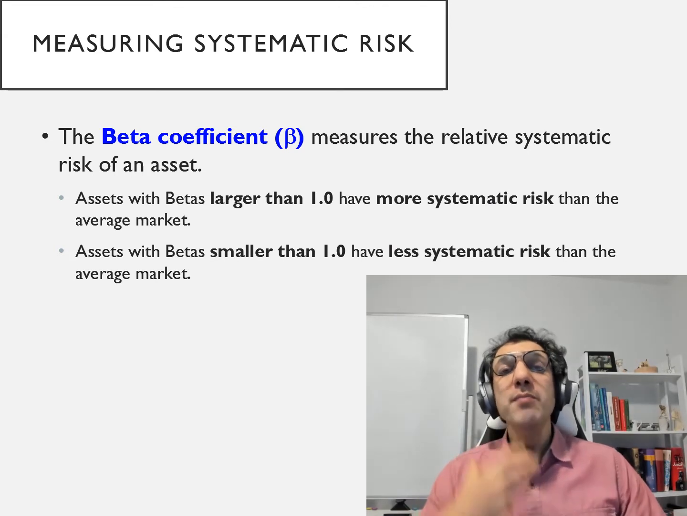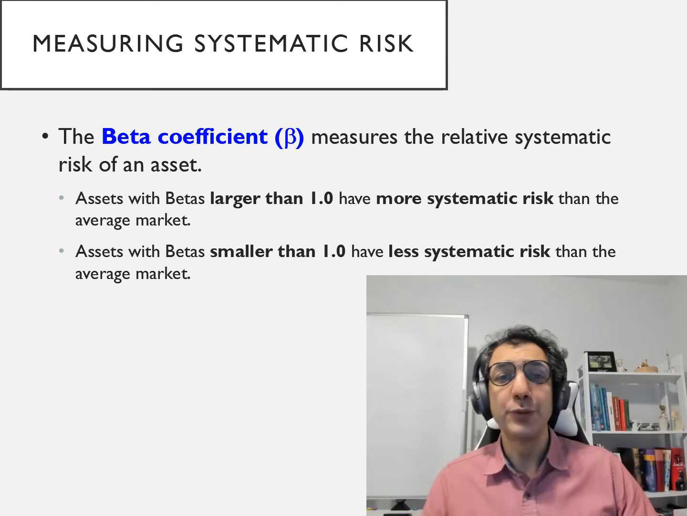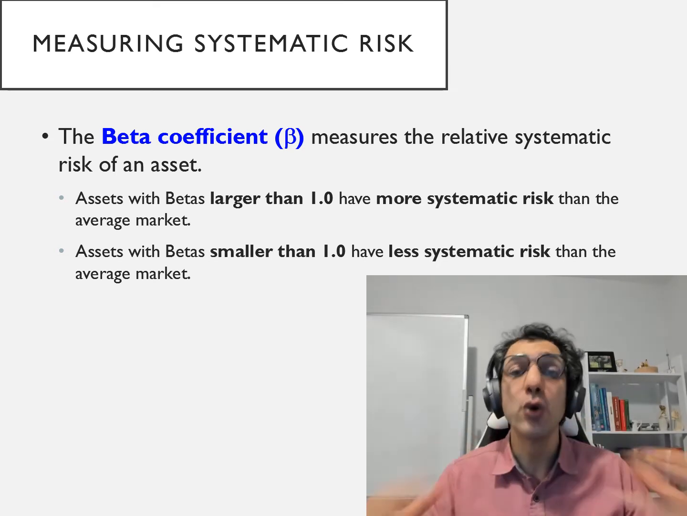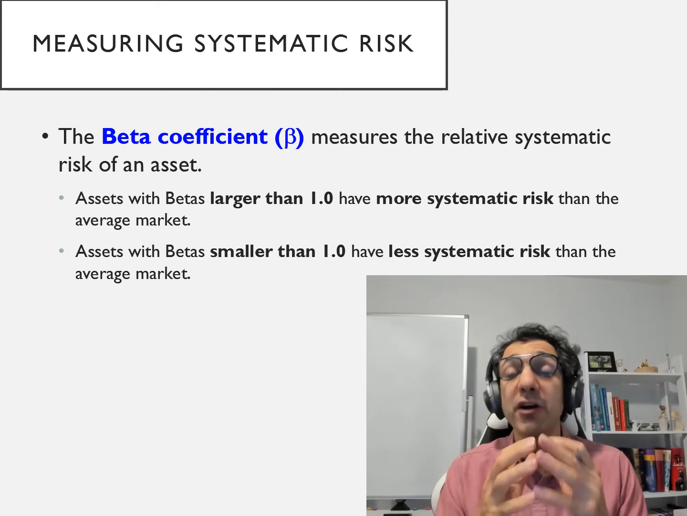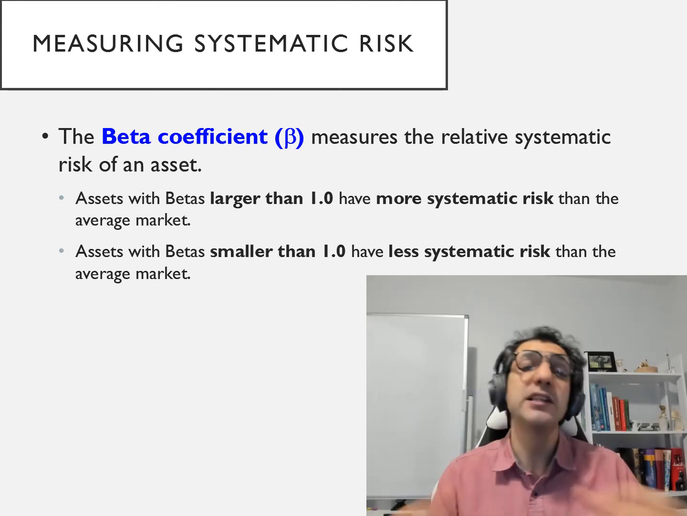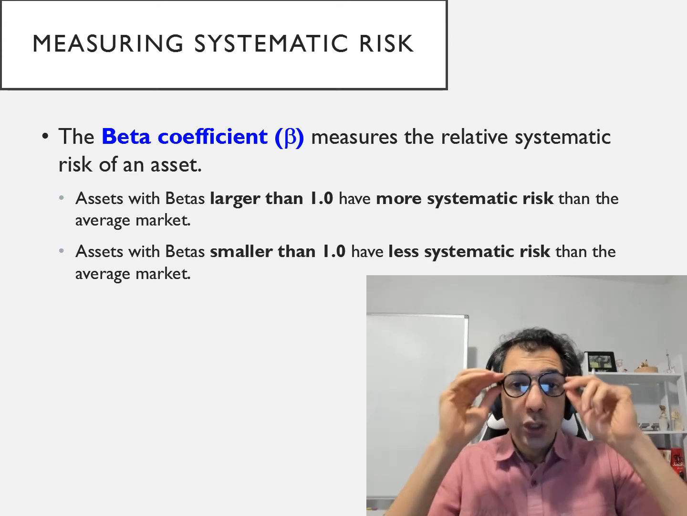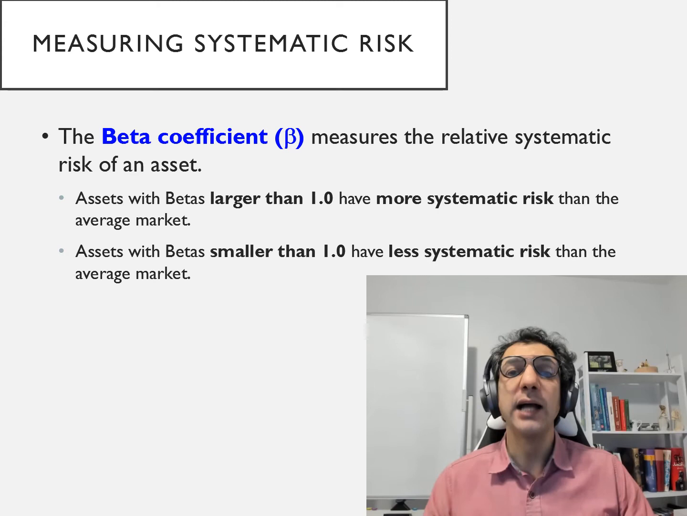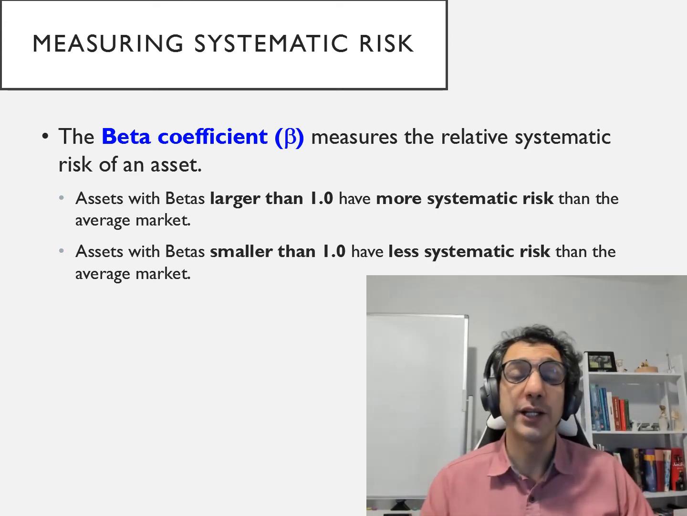Now, how do we measure the systematic risk? If the standard deviation is not appropriate, we have to introduce another measurement, so we use the beta coefficient. What is the beta coefficient? It helps us measure the relative systematic risk of any investment or asset. It shows how risky our asset is and how well it moves with the market return.